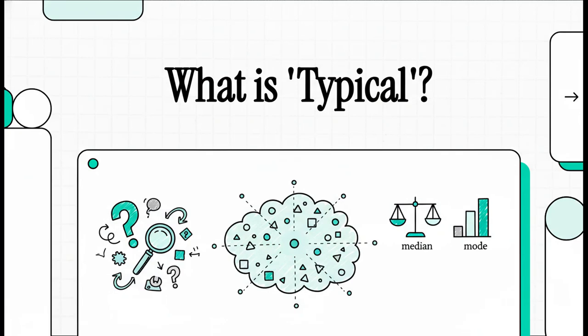Okay, so we are absolutely swimming in data every single day. I mean, think about it. But how do you make sense of it all? How do you find that one single number that kind of tells the story of a whole group of things? Well, that's this whole idea of what's typical, and we're about to unlock exactly how it works.